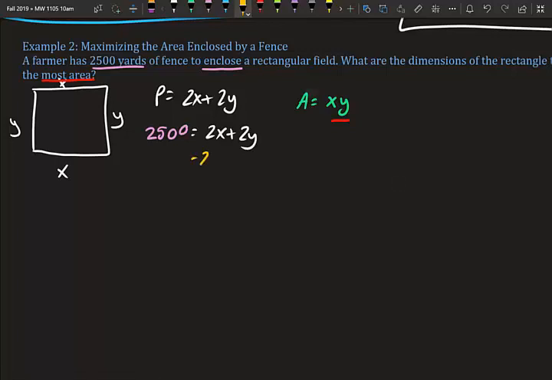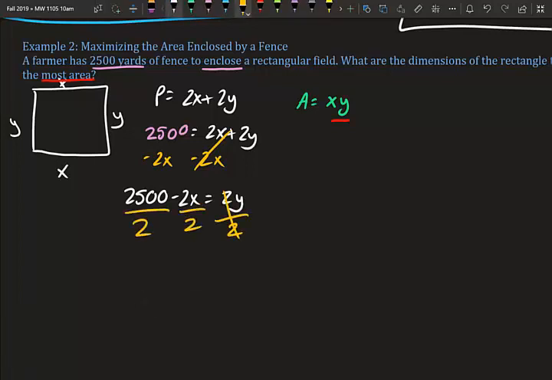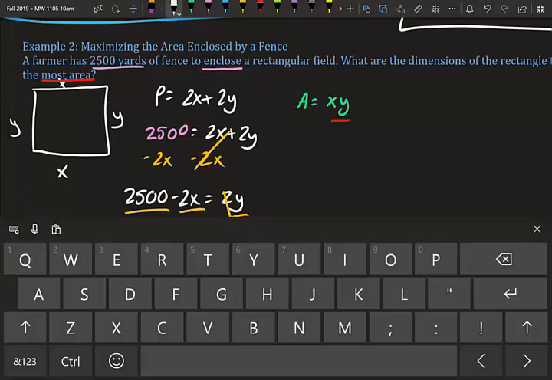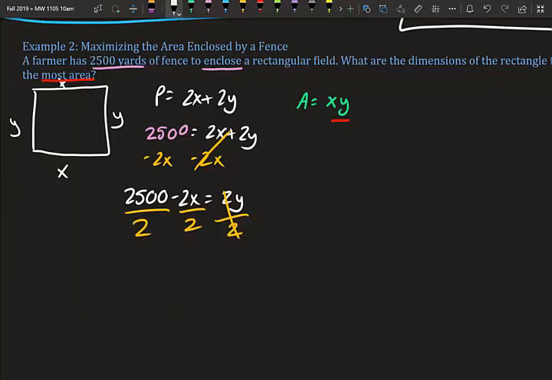I'm going to do that by subtracting 2x. So we have 2,500 minus 2x equals 2y. And then we need to divide everything by 2. So we divide every little piece by 2. So 2,500 divided by 2 is 1,250, and 2 divided by 2 we just get 1, and that equals y.